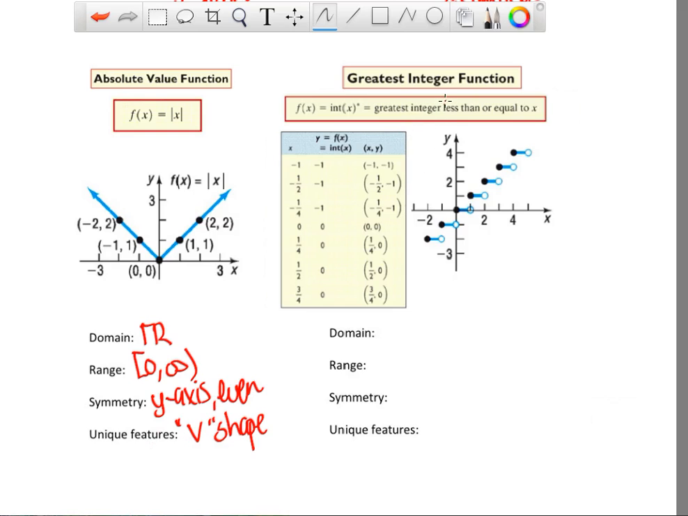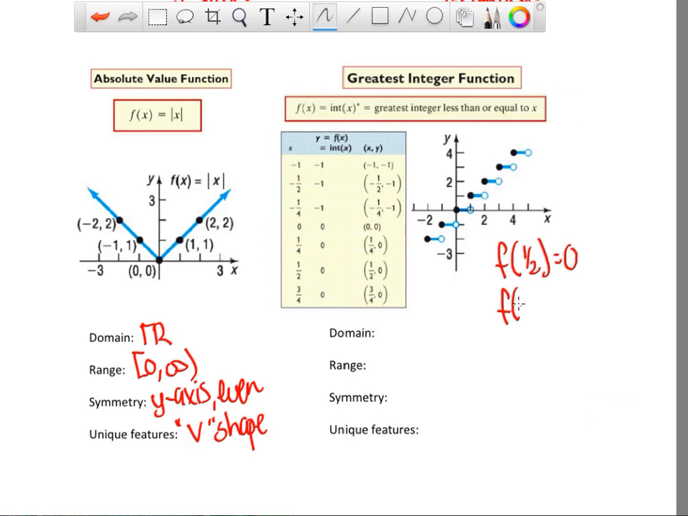So the greatest integer function is sort of a weird one, but it happens a lot in word problems. And so what it does is it looks at the number. For example, if I look at the number a half, then it finds the greatest integer that is near it, in terms of equal to or less than. So the nearest integer that's equal to or less than a half would be 0. So when you're at a half, you go to 0.